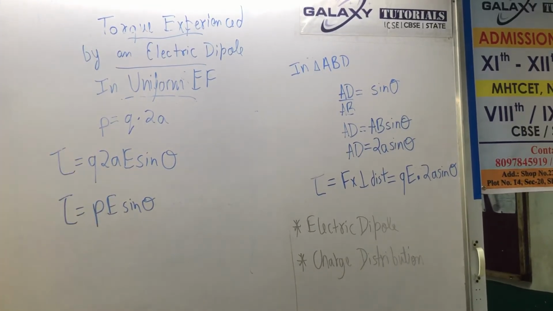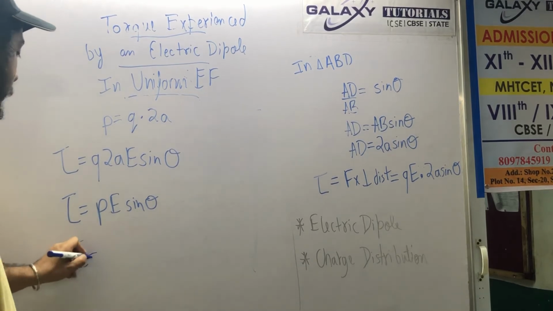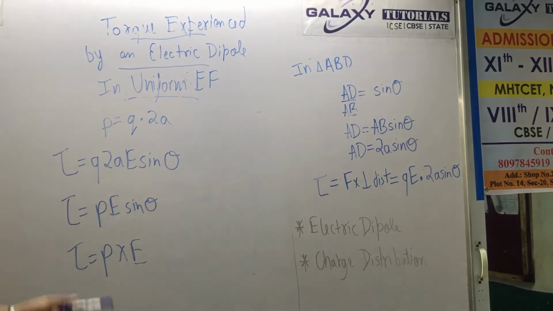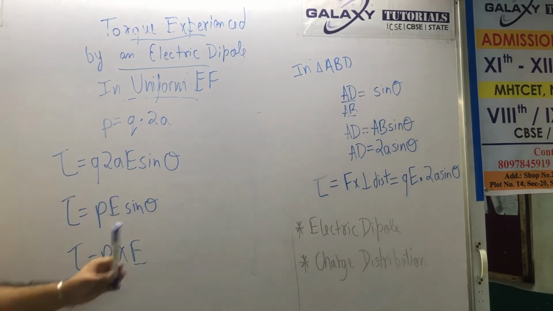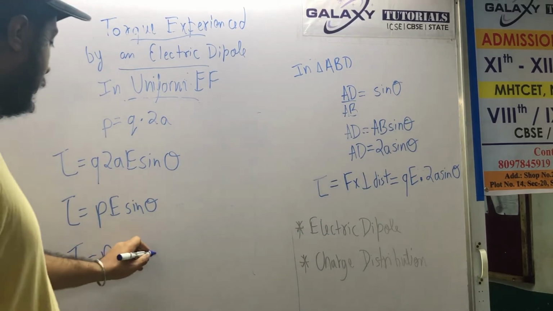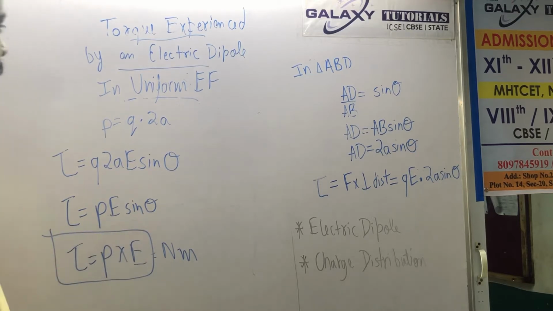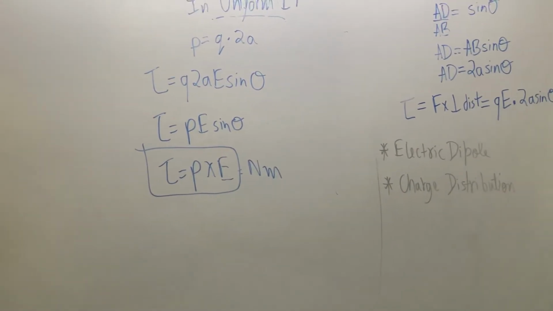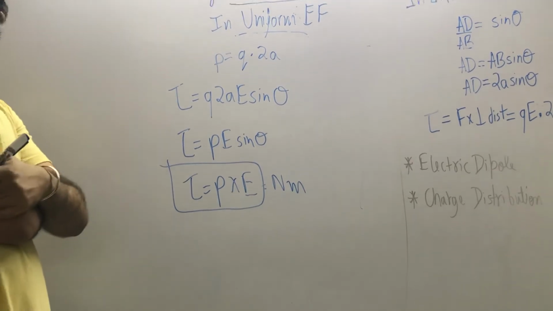Or there is one more way you can write this. You can write this as P cross E. You have studied cross product, yes? So when you see AB sin theta, what is it? A cross B. A cross B is equal to AB sin theta. So you can write it as P cross E. Newton meter. So this is the formula for torque experienced by an electric dipole in uniform electric field. This derivation is quite important. I hope it is clear to you.